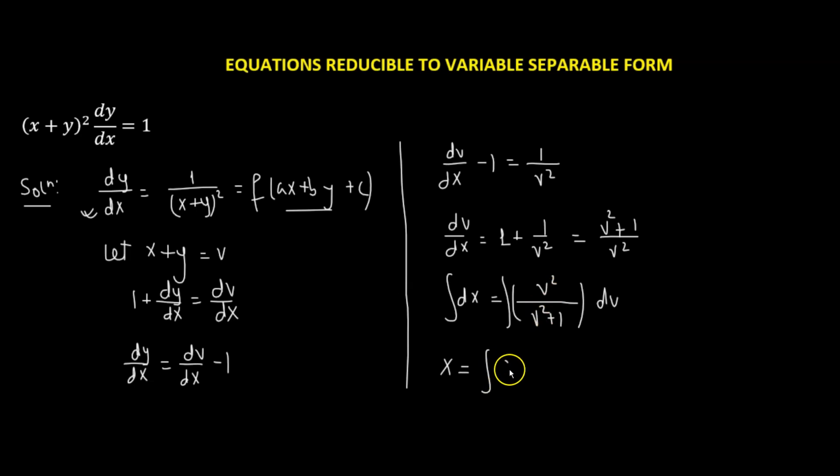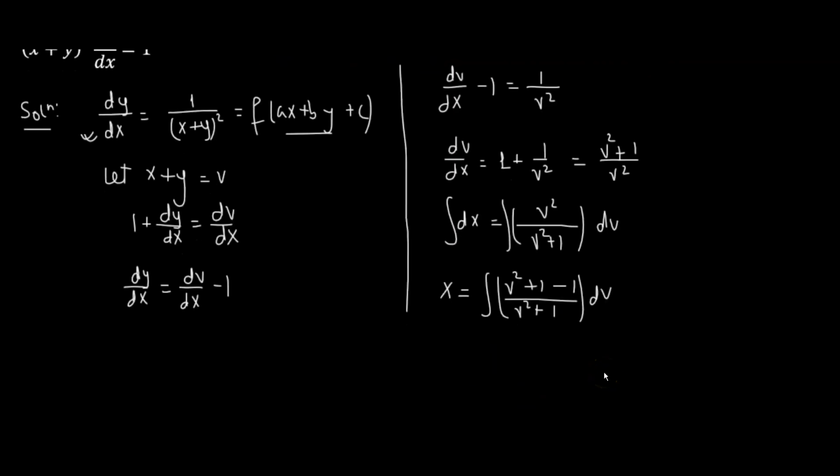Now in the numerator, we are going to add and subtract 1, so that we have v squared plus 1 minus 1 in the numerator divided by v squared plus 1 in the denominator, and this entire integral can be rewritten as x equals the integration of (1 minus 1 over v squared plus 1) dv, or simply x equals the integration of 1 dv, so that will be v minus the integration of dv over v squared plus 1. So this is a pretty straightforward integral.